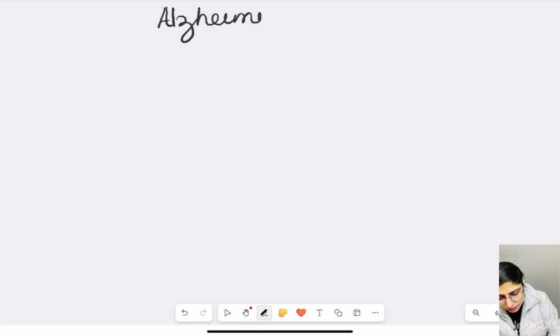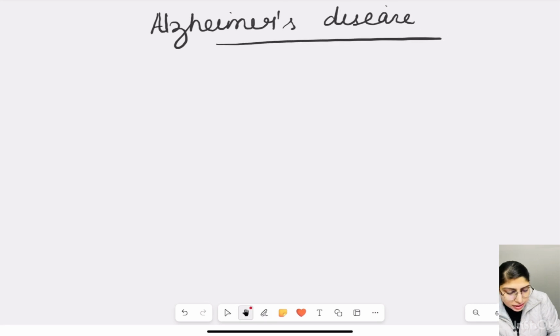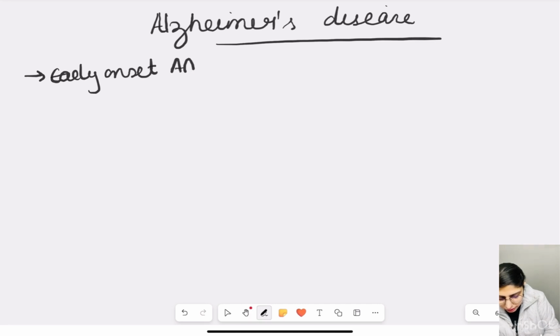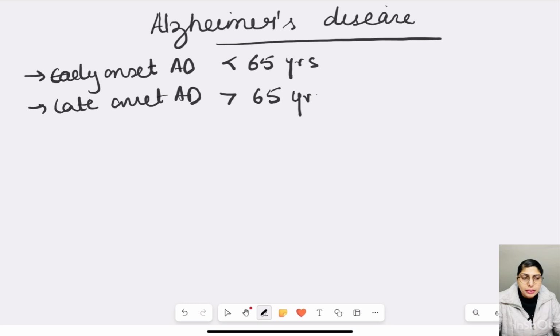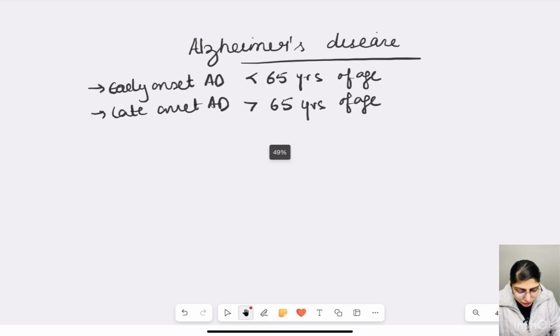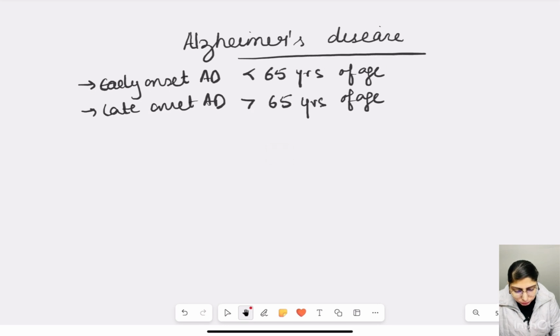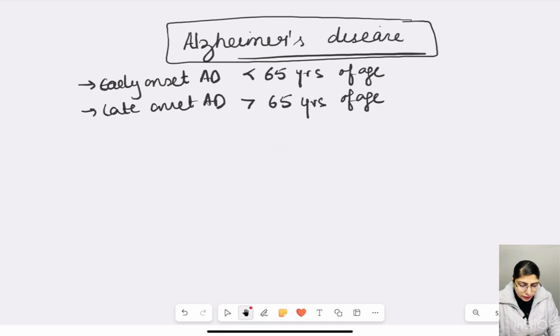Moving on to Alzheimer's disease. Alzheimer's is the most common dementia after 60 years of age. See, there is an early onset Alzheimer's, early onset AD. There is a late onset AD. Early onset AD is Alzheimer's that starts with the onset less than 65 years of age, and late onset AD is the Alzheimer's that starts with the onset after 65 years of age. After 65 years of age. Right?